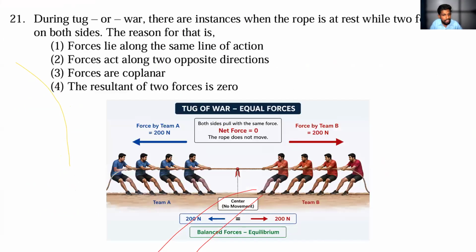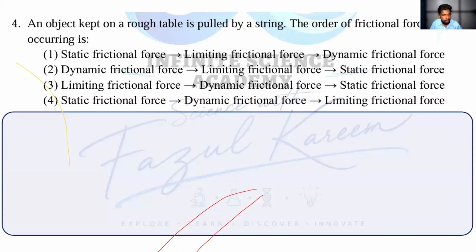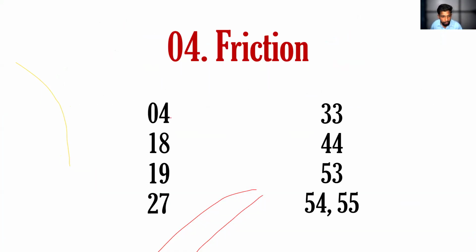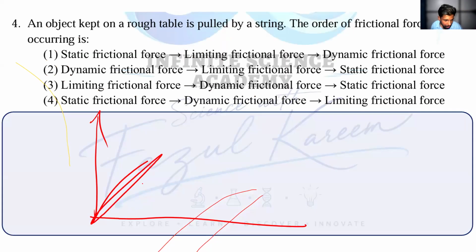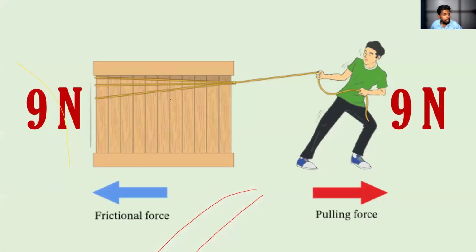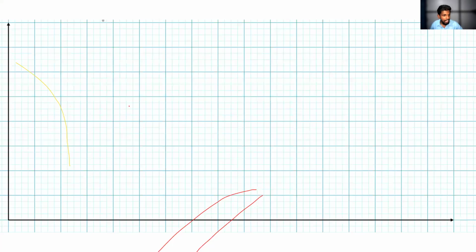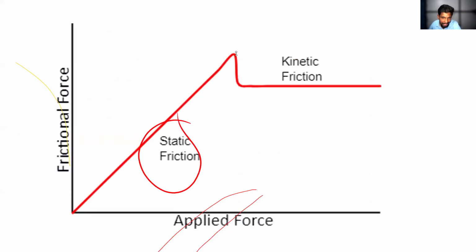And today we have discussed the frictional force. How many questions? 4, 5, 6, 7, 8, 9. So we have discussed 9 questions related to friction. We will do a quick revision. Okay, fine. The first one is related to the order of the frictional force. We have written that like this. We have drawn a graph: static, limiting, and dynamic. You may remember the graph, right? Static, limiting, and dynamic or kinetic.